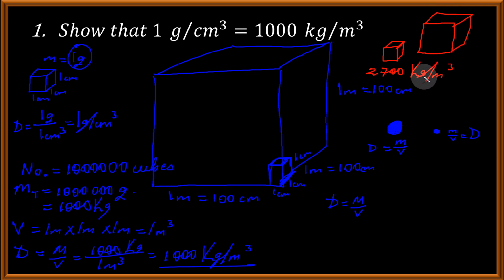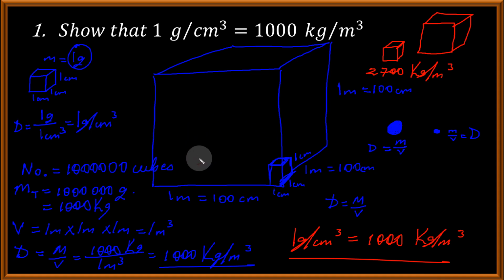What am I trying to drive at? I'm trying to drive at this, that the density we have calculated here for the larger volume of water is equal to the density of the smaller volume of water. Therefore, the density that we worked out in these units, 1 gram per centimeter cubed, must be equal to this large volume here, 1,000 kilograms per meter cubed.